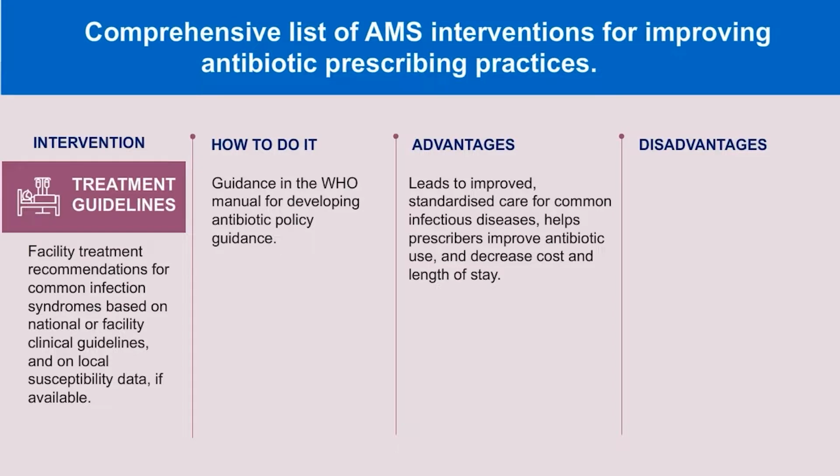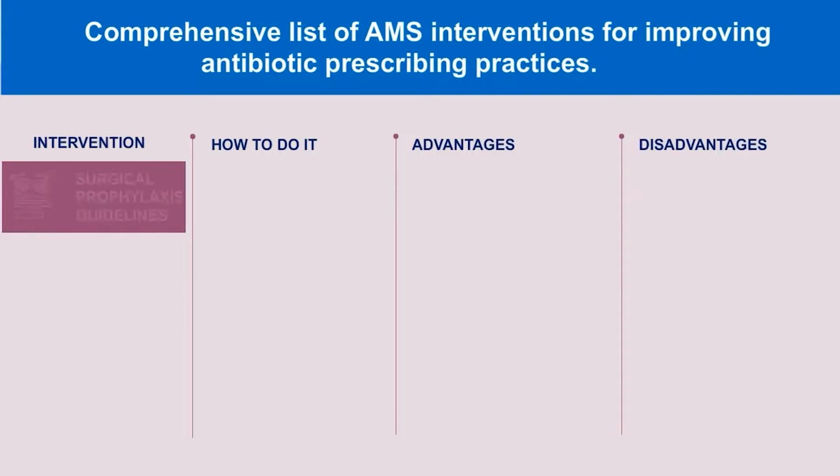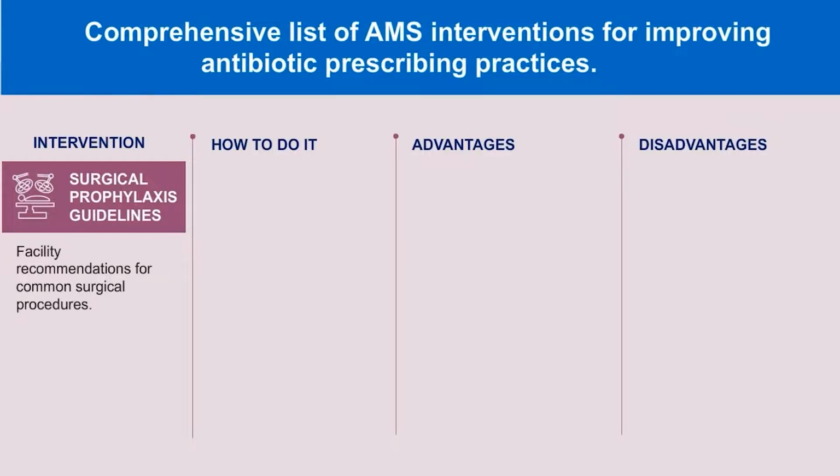The advantages are that it leads to improved, standardized care for common infectious diseases, helps prescribers improve antibiotic use, and decrease cost and length of stay. However, the disadvantages are that it requires broad dissemination through multiple formats and channels to ensure uptake. Surgical prophylaxis guidelines include facility recommendations for common surgical procedures.